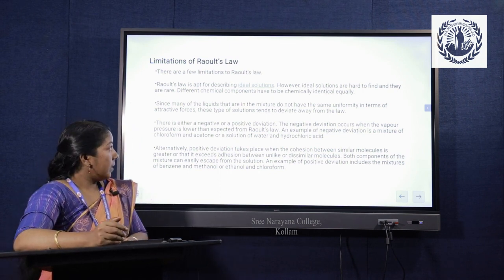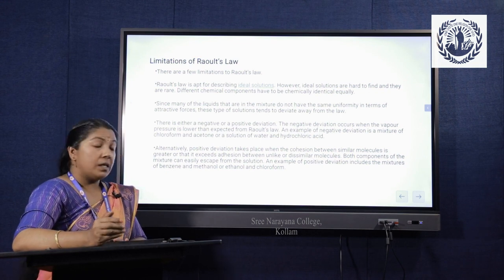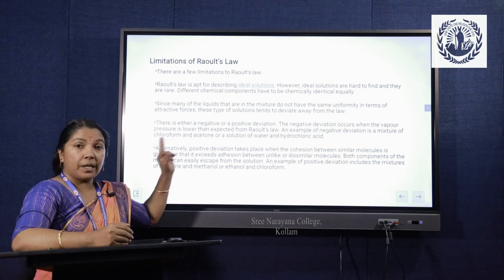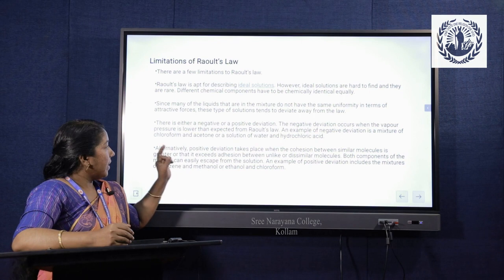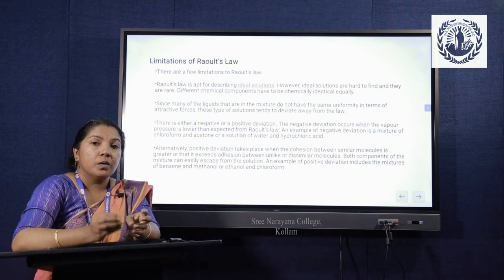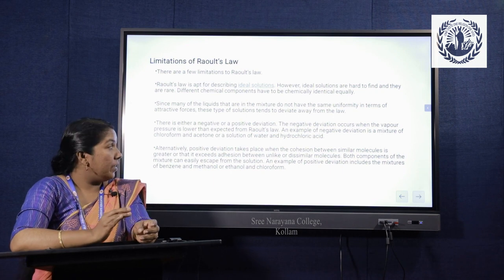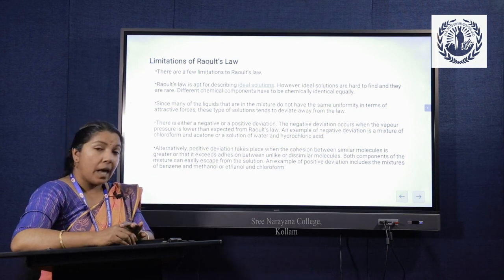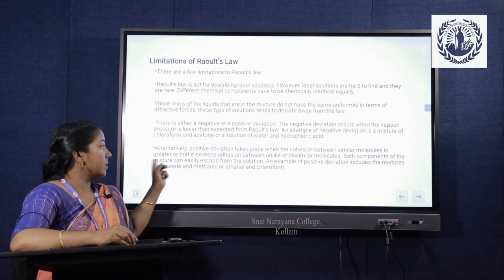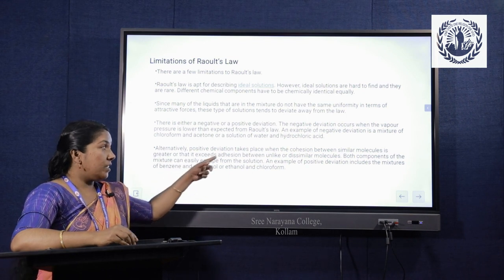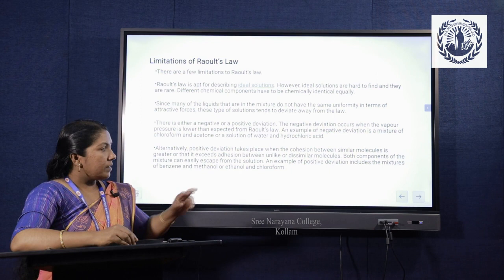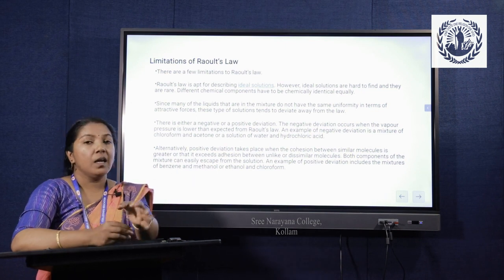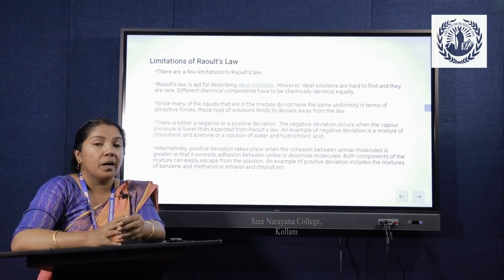The third one is that there is either a positive or negative deviation, as we have discussed in the previous slides. Negative deviation occurs when the vapor pressure is lower than that expected from Raoult's law. An example of negative deviation is a mixture of chloroform and acetone. Similarly, positive deviation also takes place. This happens when the cohesion between similar molecules is greater, that is, it exceeds the adhesion between unlike or dissimilar molecules. Examples of positive deviation are benzene and methanol, and ethanol and chloroform. These are the normal mixtures that show positive deviation from Raoult's law.